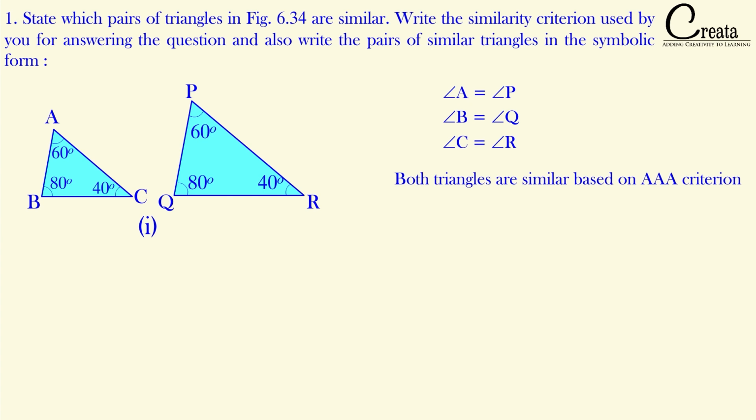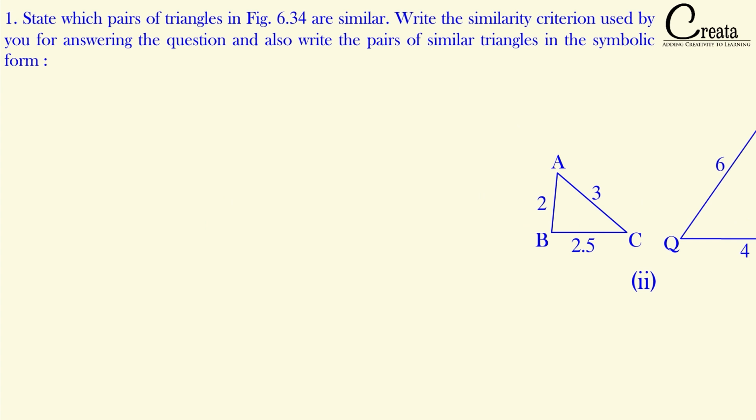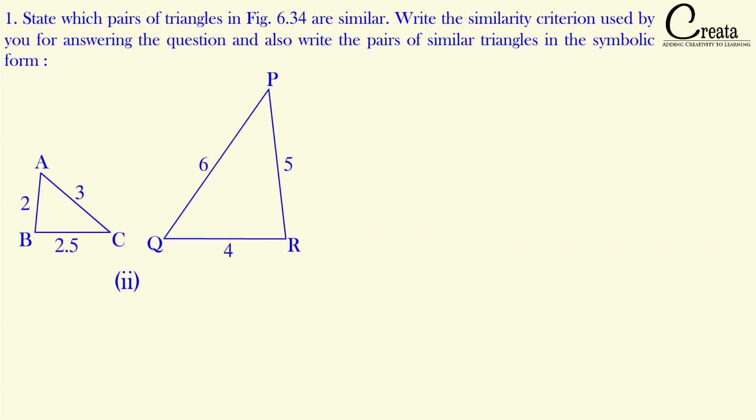So we can write triangle ABC is similar to triangle PQR. Here angle A and angle P are matching, angle B and angle Q are matching, and angle C and angle R are matching. So that is for part 1. Let's move to part 2. Here we are again given triangle ABC and PQR. This time we are given the three sides of the triangle.